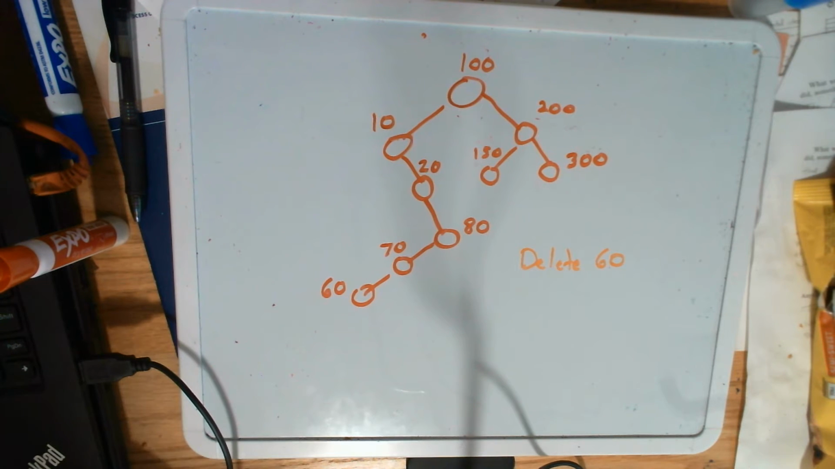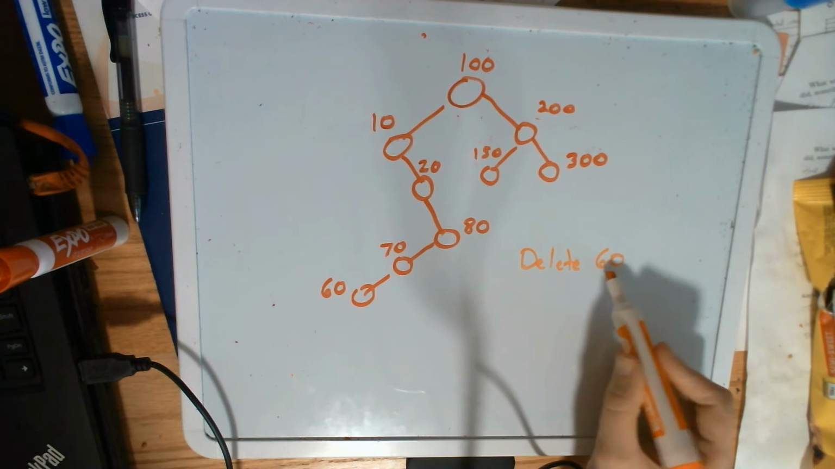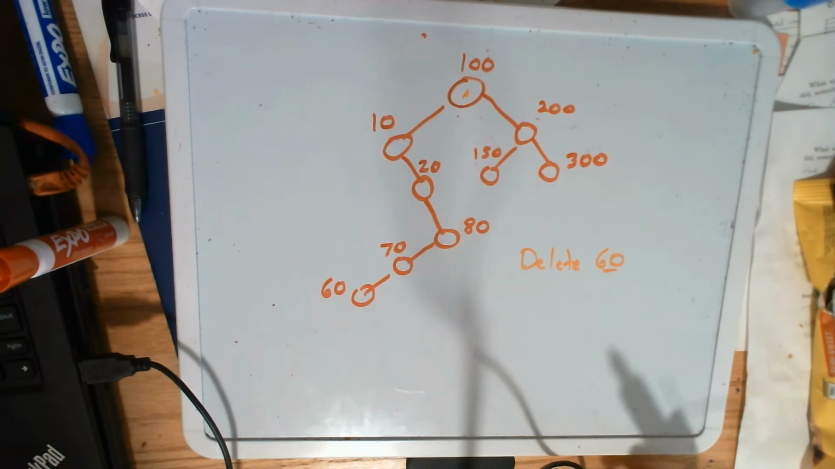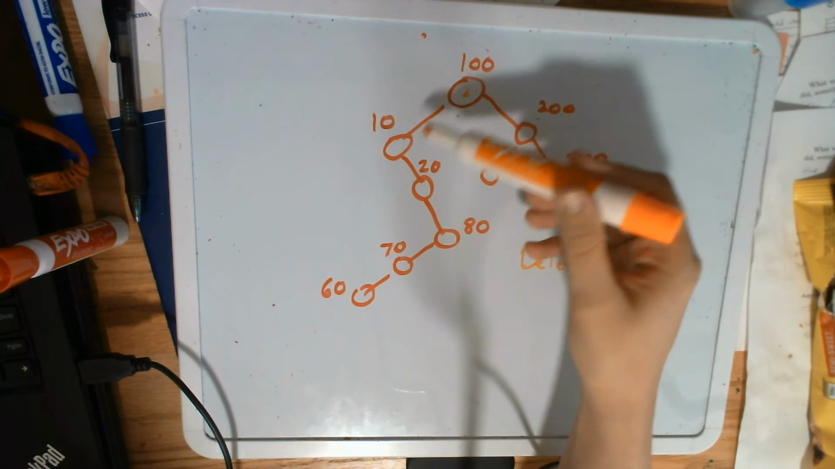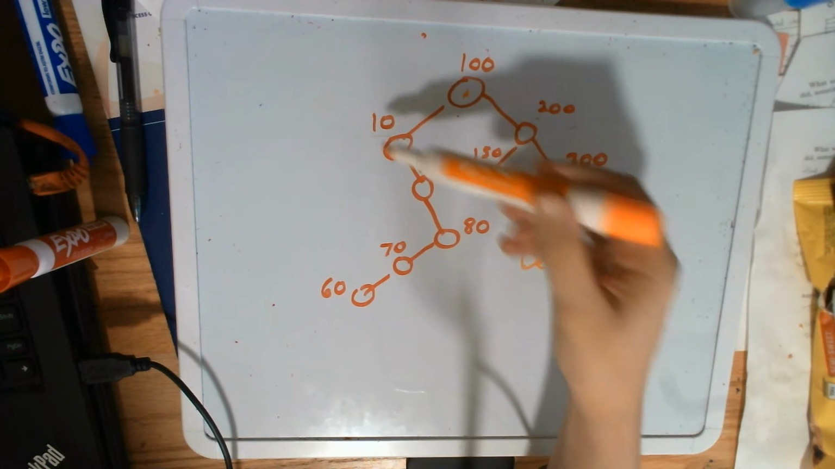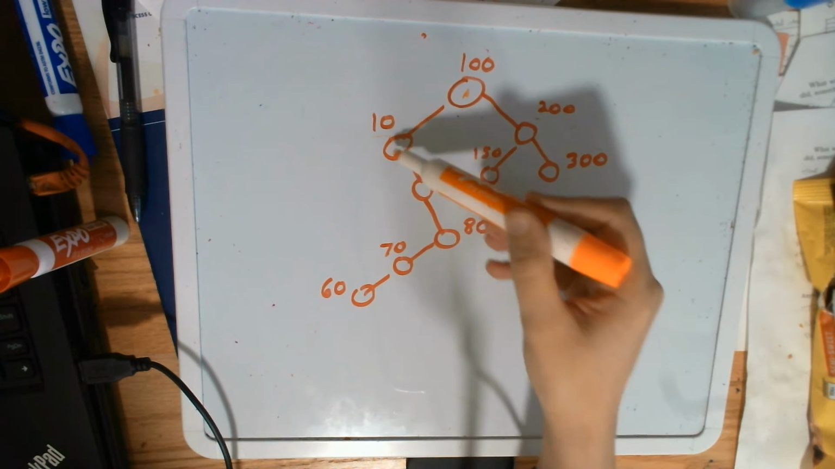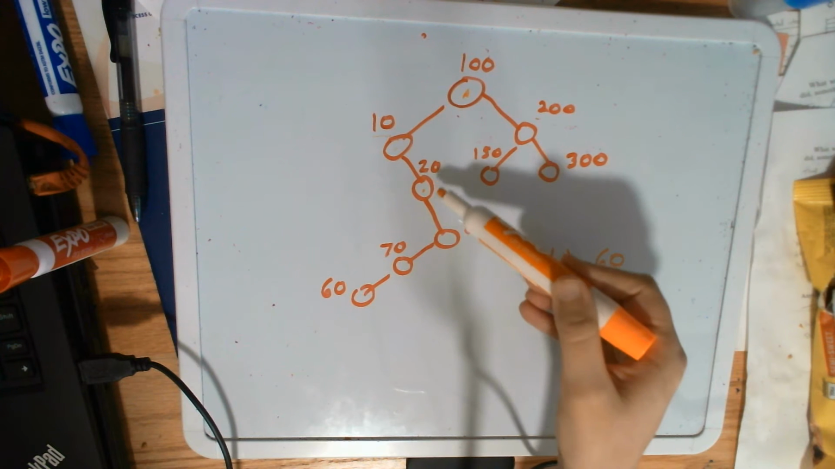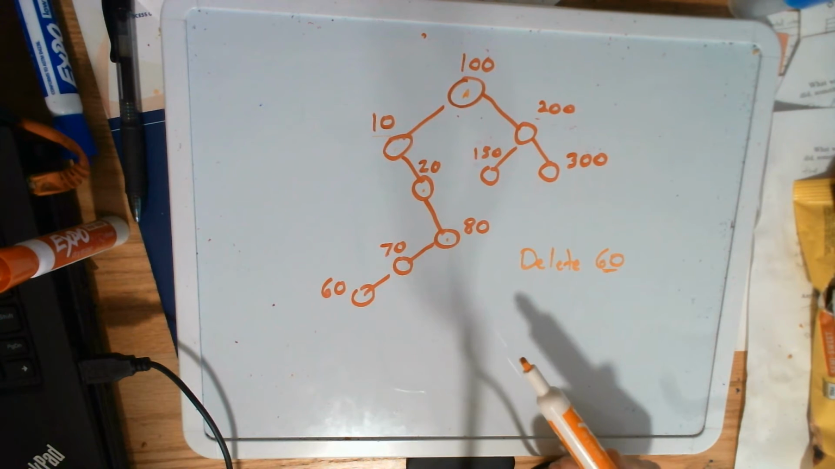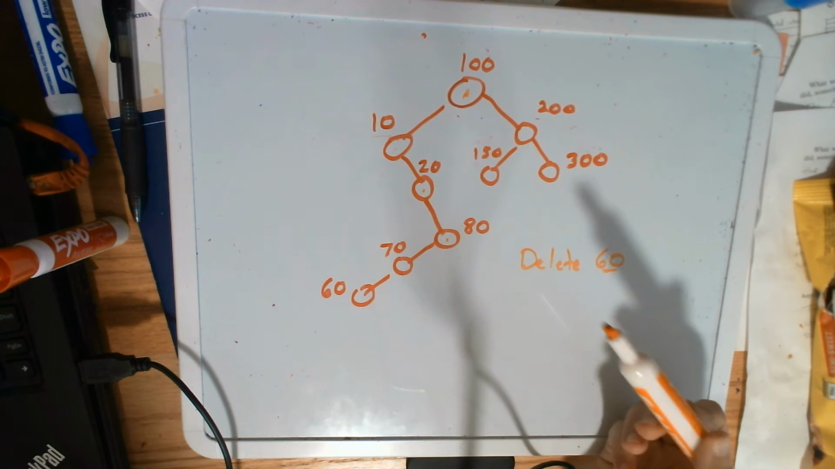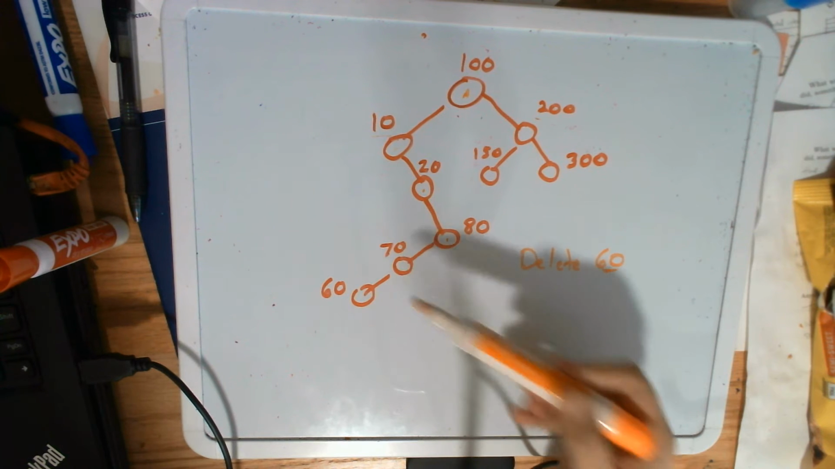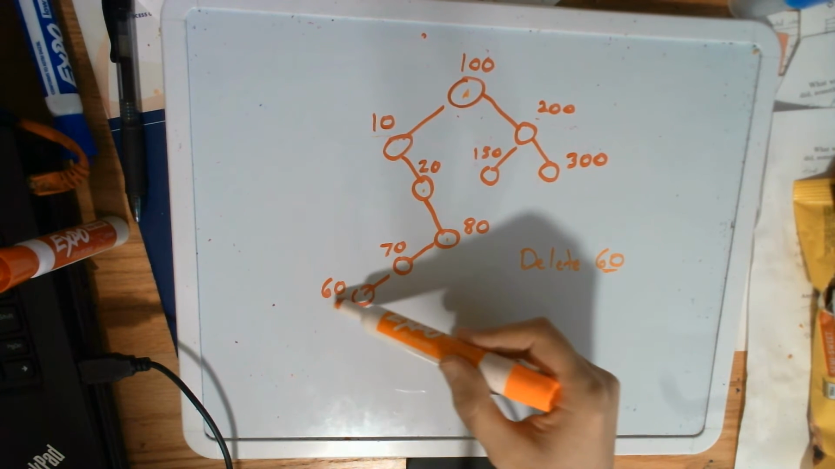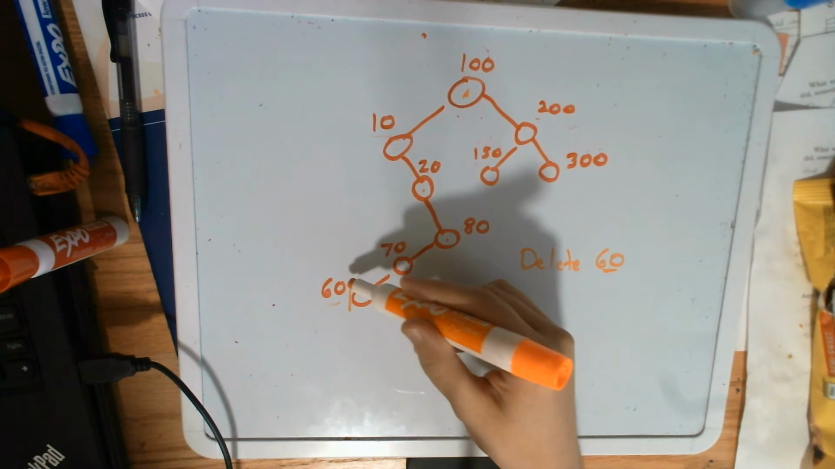Well, first we would find the node if we were looking for the information, right? So we start at the root, which is 100. 60 is less than 100, so we go left. This node is 10. 60 is greater than 10, so we go to the right. This is 20. 60 is greater than 20, so we go to the right. This is 80. 60 is less than 80, so we go to the left. 60 is less than 70, so we go to the left again, and 60 and 60 are equal, so we found it.